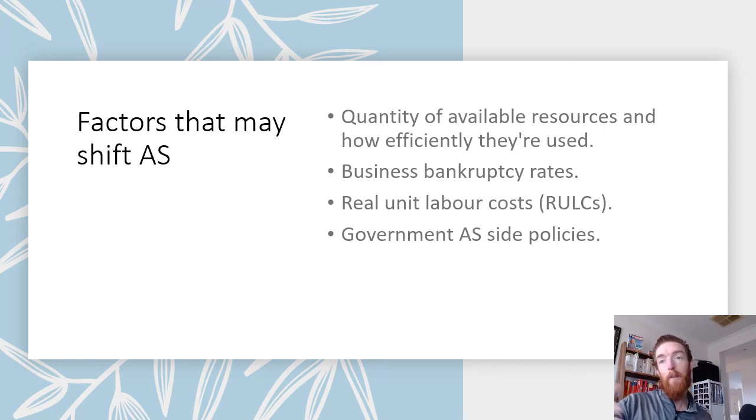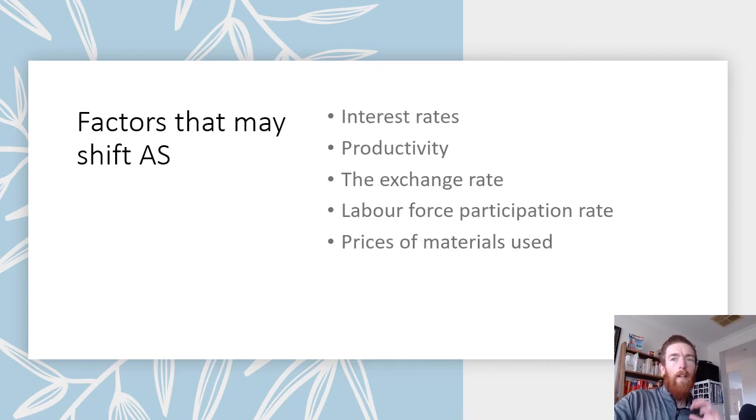Government aggregate supply side policies, so taxation, subsidies, incentives, all of those kind of things, microeconomic reforms, which you don't need to know about yet. Then 5 that are far more important and come up far more often: interest rates. Interest rates for businesses impact either the cost of expanding and investing or their cost of production via the amount they have to pay back on existing loans. Productivity, your output per unit of input.